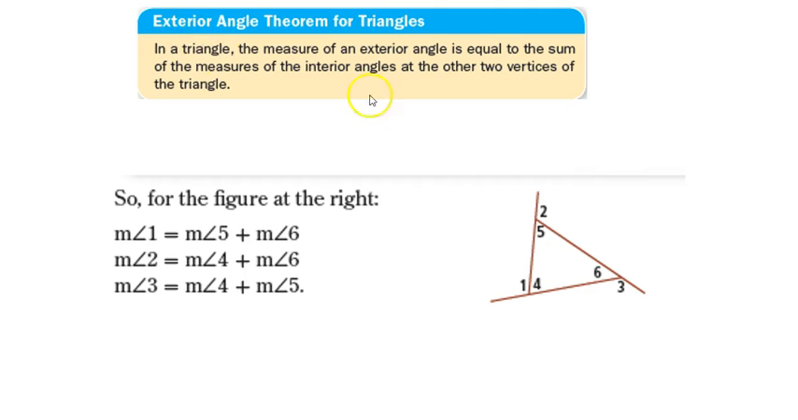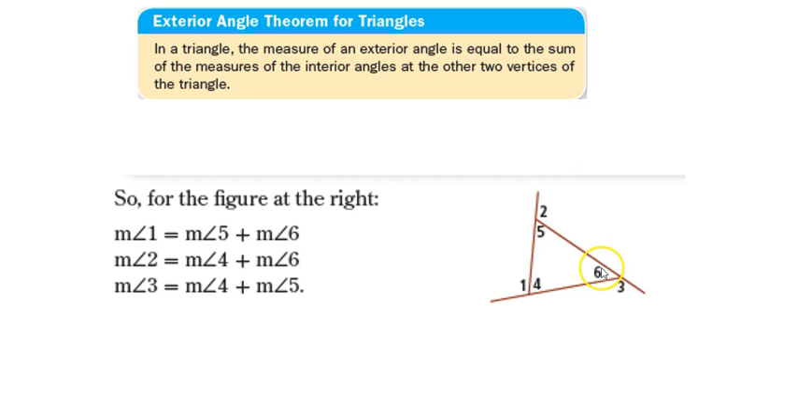What this is saying here is that angle 2 is going to be equal to whatever angle 4 is plus angle 6. And angle 3 is going to be whatever angle 5 is plus angle 4. And angle 1 is going to be equal to angle 5 plus angle 6.